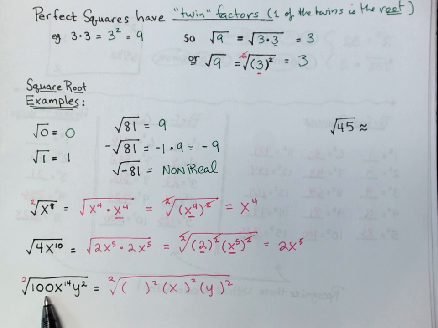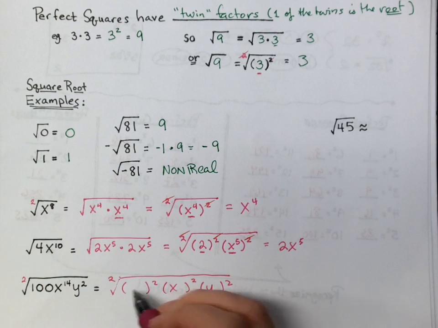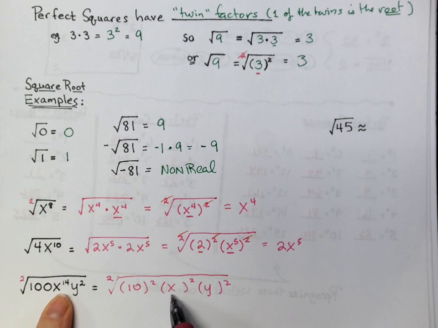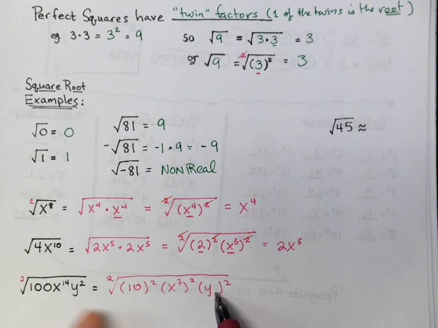Okay? You're unsquaring the 100. You're not dividing it by 2. This is not 50 squared, which would be 2,500. Okay? This is 10 squared. It has to match what this is. It has to have the same value. Now it's the exponents that you're basically dividing by 2. Because to make this true, this has to be 7, and this has to be 1.